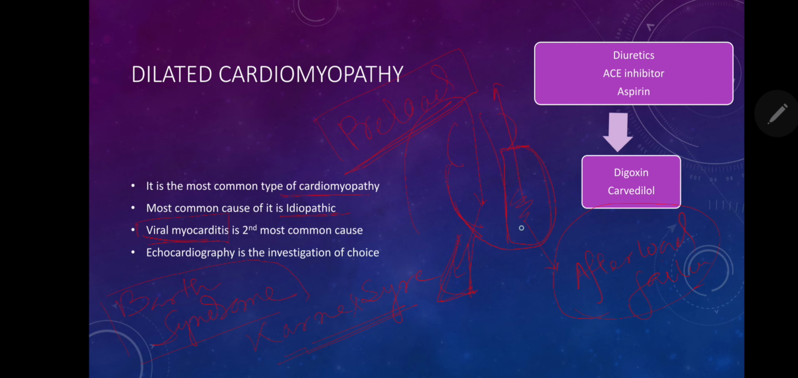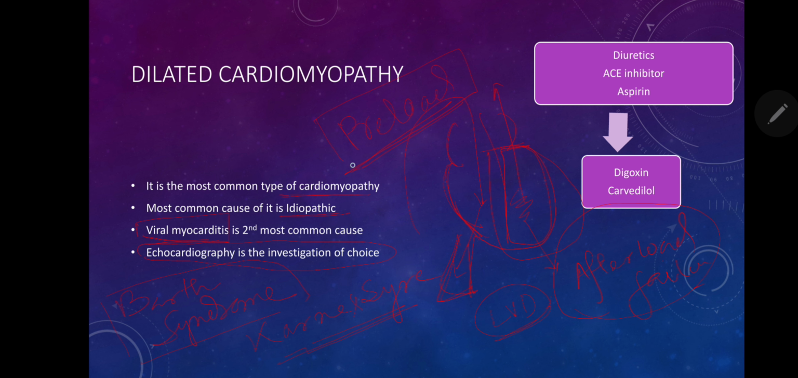So first is the diagnosis of dilated cardiomyopathy. In X-ray, we find cardiomegaly as the left ventricle is getting dilated. In ECG, we find there is left ventricular dilatation. And echocardiography is the investigation of choice. Now, next, the treatment of dilated cardiomyopathy.